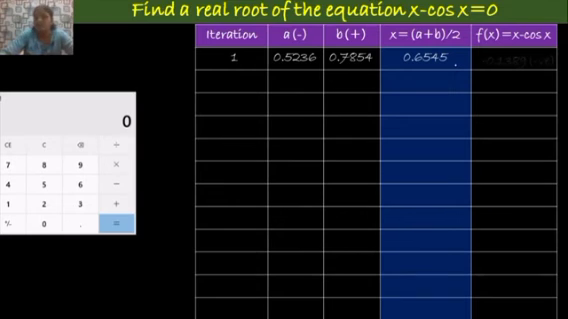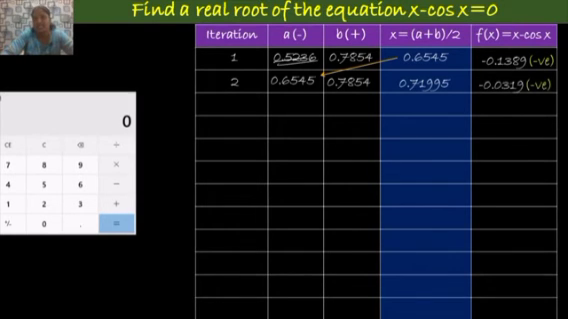At this point the function takes the value negative. If it is negative, you have to replace the value of a in the next iteration by 0.6545. Take the value of b as it is. As usual, add and divide this value by 2 and at this point the function takes negative value. So if it is negative, again in the next iteration you have to replace the value of a by 0.71995 and take the value of b as it is. Add and divide these two values, you get 0.7523.